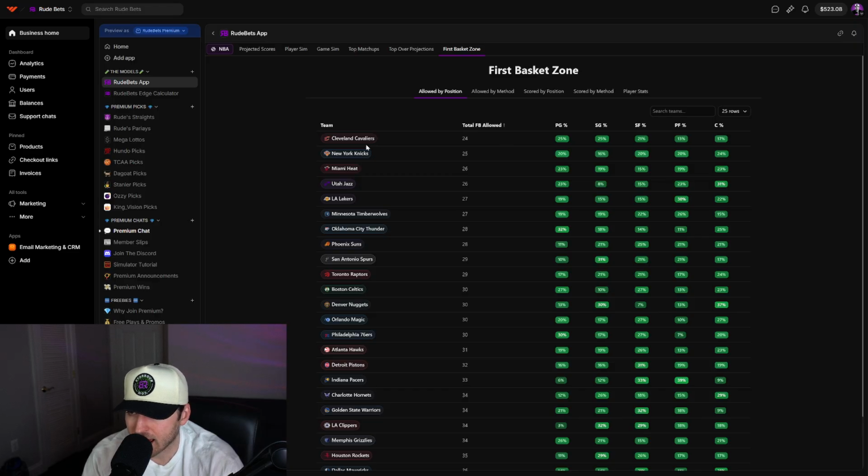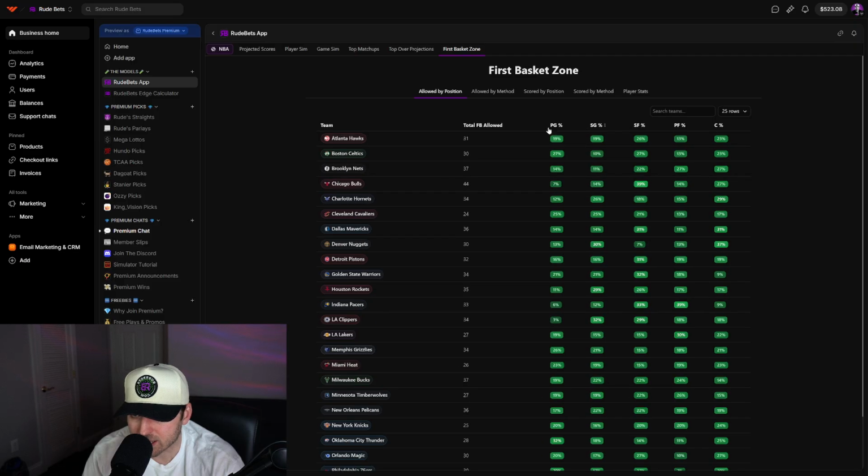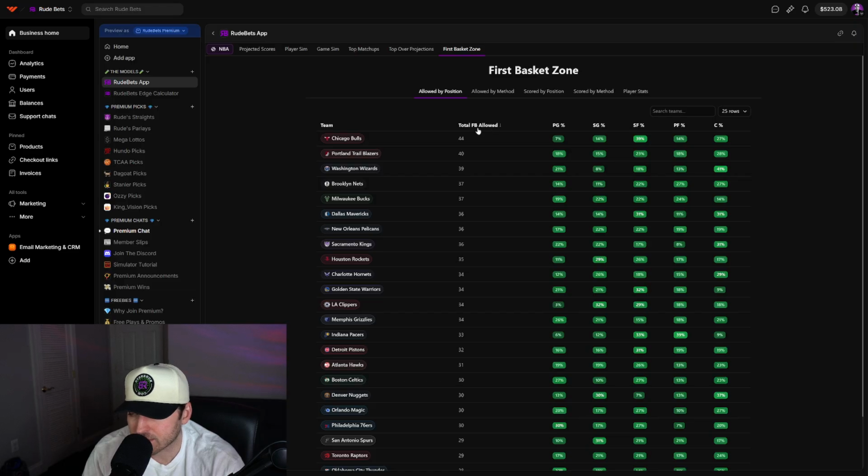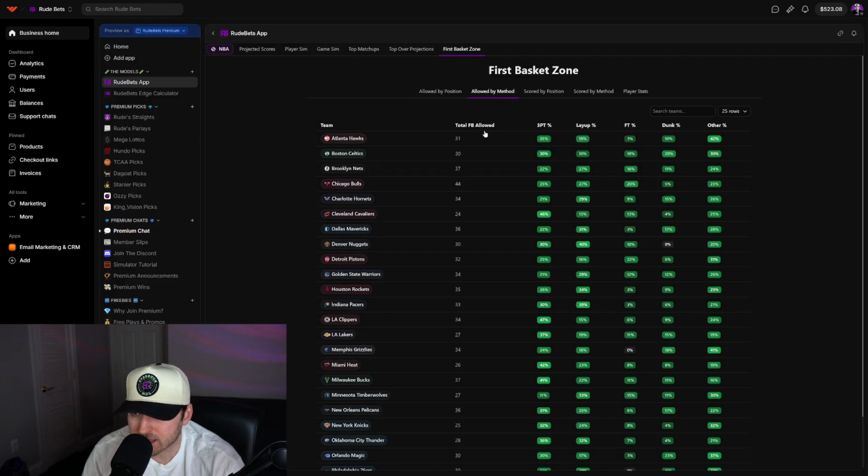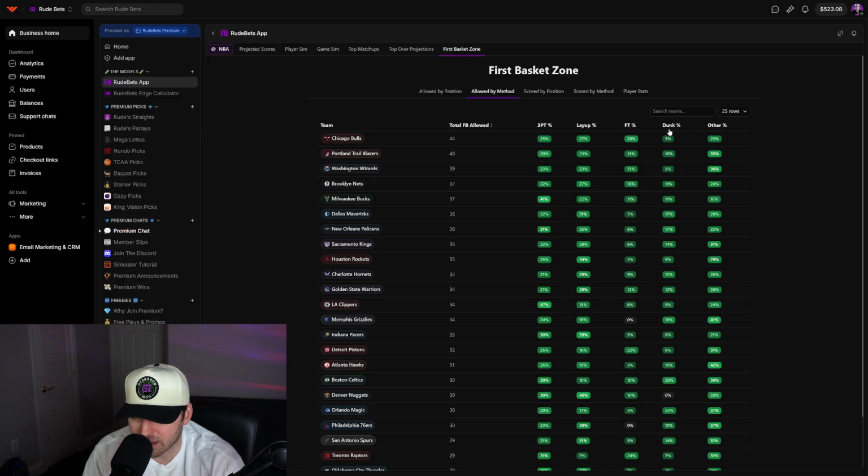So Cavs, Knicks, Heat, they don't really give up first baskets, so you don't really want to target opponents of those teams. And then you can sort these. So then that's that really. Allowed by method is the same concept. It's just instead of it being by the position, it's by method.